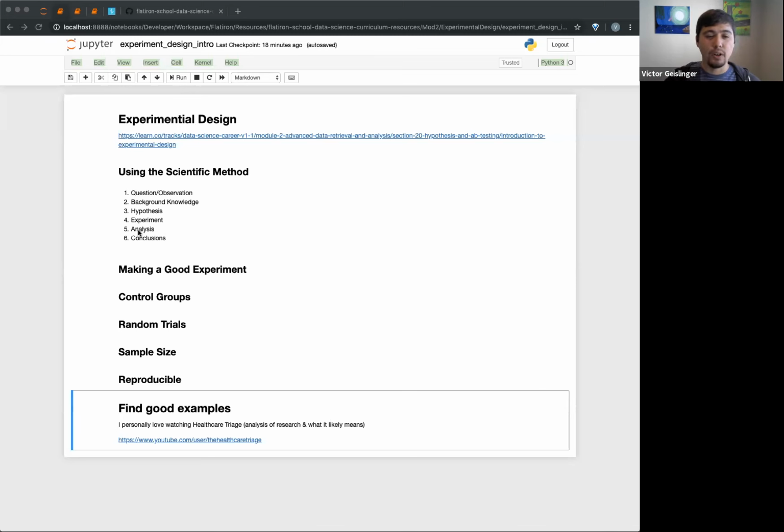Even though we usually aren't the ones doing, quote unquote, the experiment, we're not the ones usually gathering the data from the field, from the real world, okay? And then of course we have our analysis, which ends up being our t-test, our statistical testing, sometimes A/B testing. We'll talk about that today.